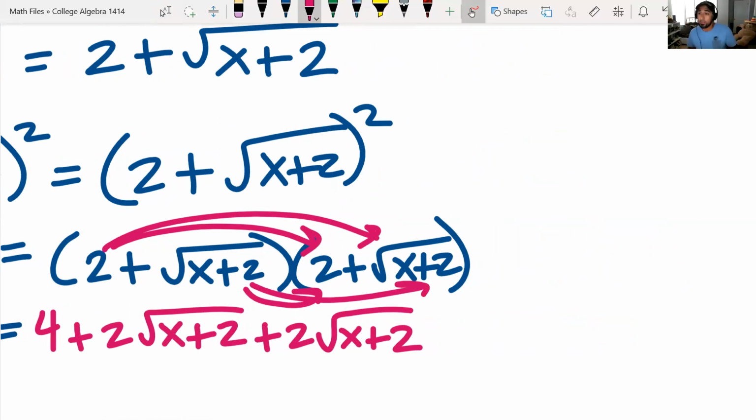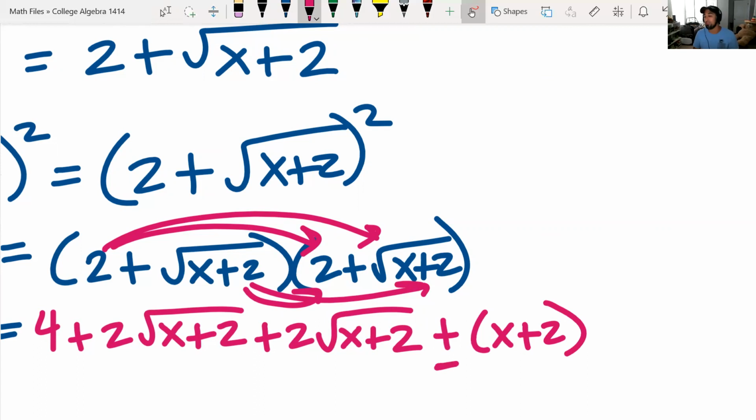So what do you think happens here? When you have the same term inside a radical, and the radicals are the same power, or the same index, the square root of x plus 2 times the square root of x plus 2, the radical will cancel. So what you are left with is just (x plus 2). And I'm putting it in parentheses for a reason. I would always put it in parentheses.